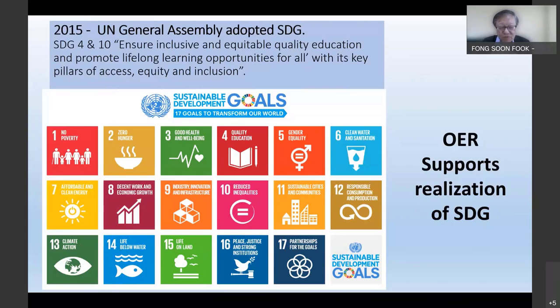Our main concern, of course, is number 4 and number 10. Reduce inequality. And especially SEAMEO SEN, I believe number 10 stands out very, very strongly for you. You reduce inequality. So this SDG 4 and 10: ensure inclusive, equitable quality education, so as to promote lifelong learning opportunities for all.